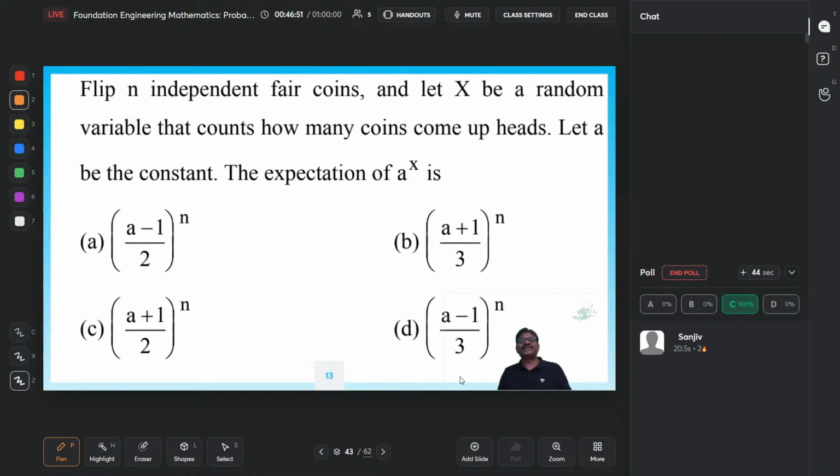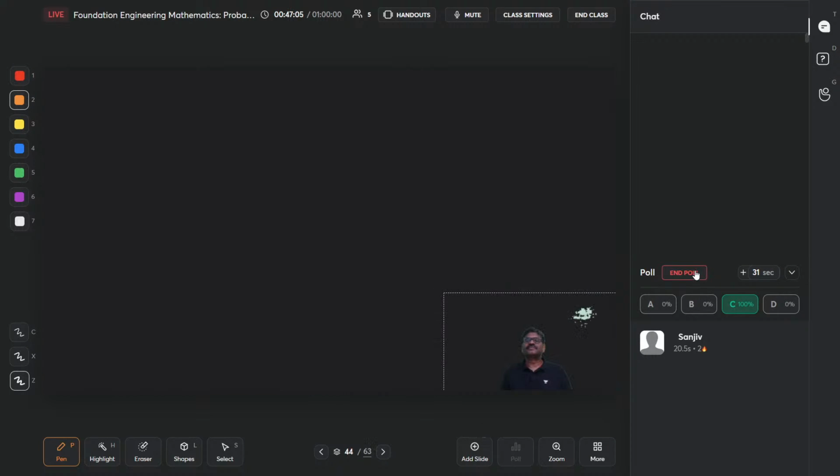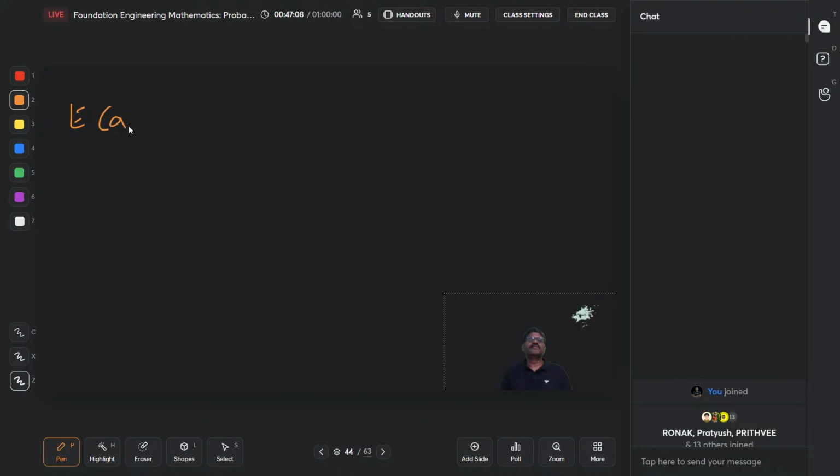A coin is tossed n times. Let x be a random variable that counts how many times the coin comes up heads. Let a be a constant. Then the expectation of a power x is given by the sum over x equal to 0 to n of a power x into nCx, 1 by 2 whole power x, 1 by 2 whole power n minus x. 1 by 2 whole power x into 1 by 2 whole power n minus x is 1 by 2 whole power n.